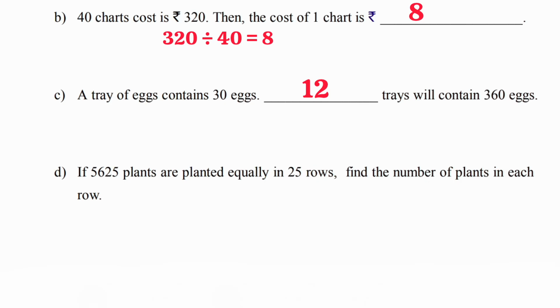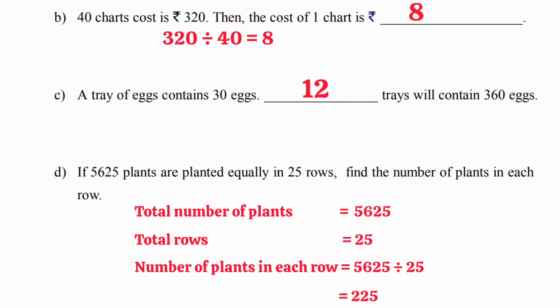Okay, next, fourth one. If 5625 plants are planted equally in 25 rows, find the number of plants in each row. Okay, let's see the solution. Total number of plants. How many given? 5625. Okay, how many rows are there? 25 rows. Number of plants in each row means 5625 divided by 25. You will get the answer as 225. So in a row there will be 225 plants.